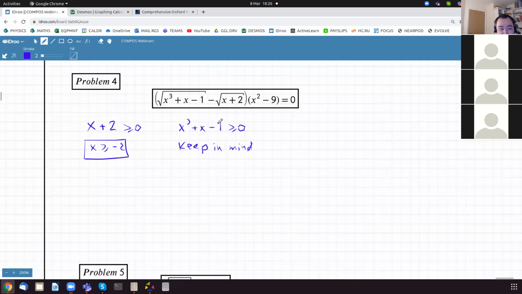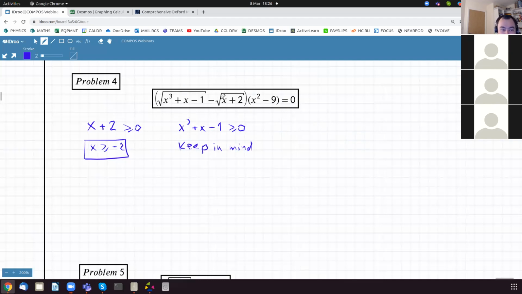Is it actually possible to solve? Definitely is. But I'm just going to keep this in mind because it's too difficult to solve. This is easy, this is difficult. So now I'm going to solve it.